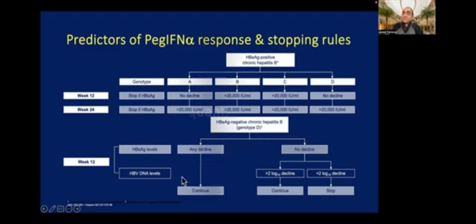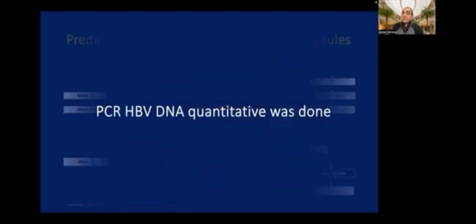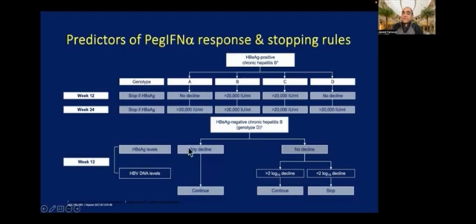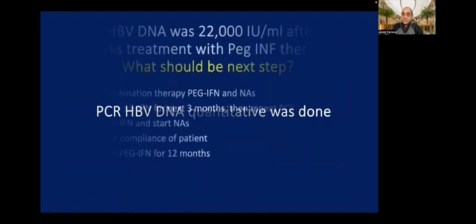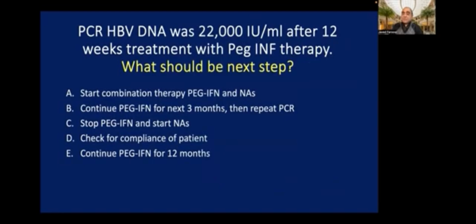So what we do, that's the reason that if we have done the HBs antigen titers and there would have been no decline, then this condition would apply. But as we have not checked the HBs antigen levels, therefore the better option is you check for compliance of the patient.